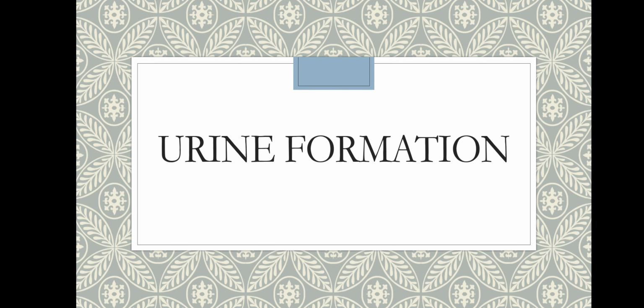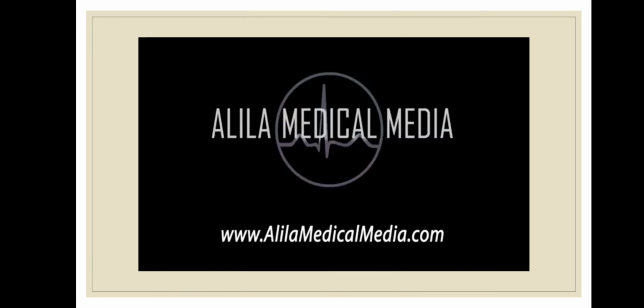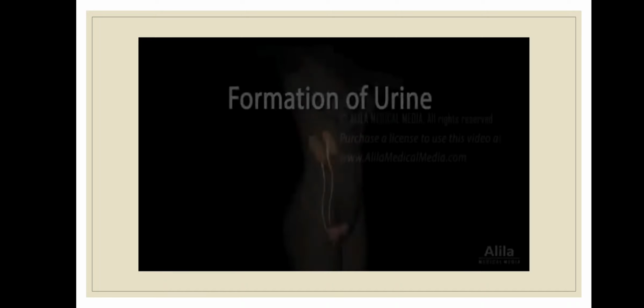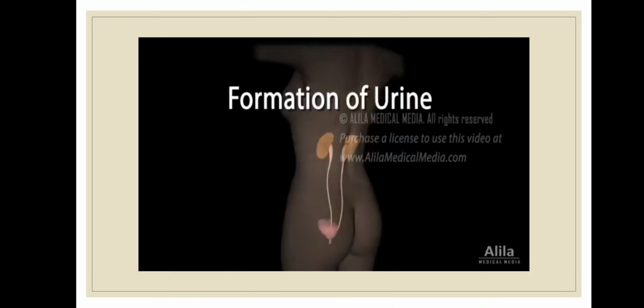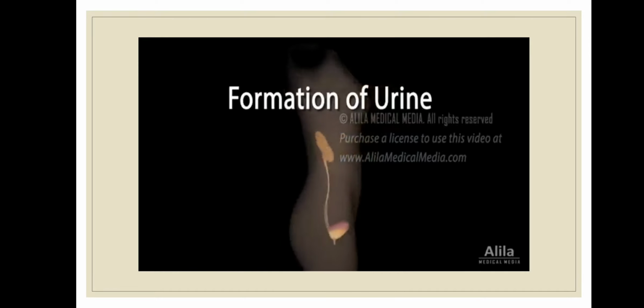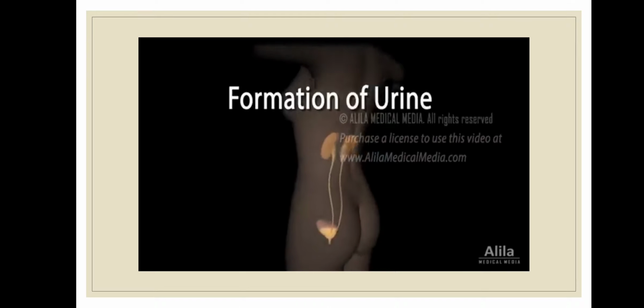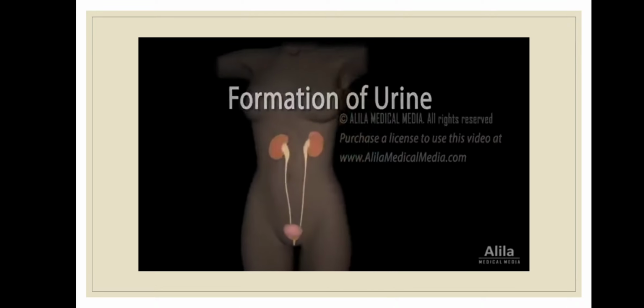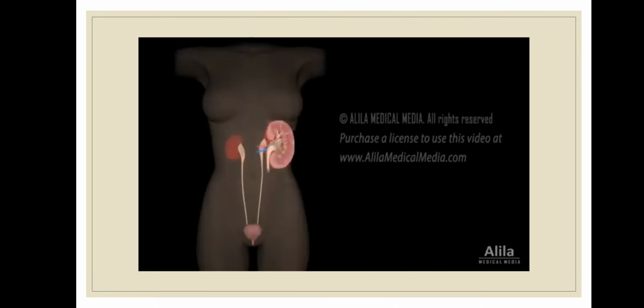So now, let's look at how this urine is formed. Let's first observe this video and get an idea about how urine is formed. The kidneys filter blood plasma, removing metabolic wastes and toxins, and excrete them in urine. During this process, they also maintain constant volume and composition of the blood, or homeostasis.